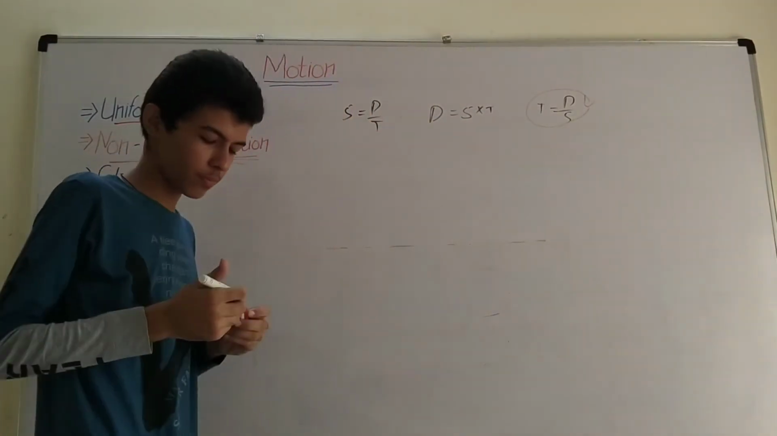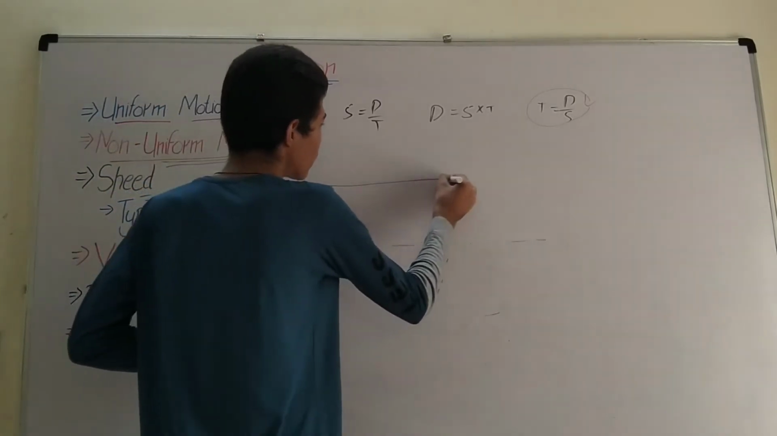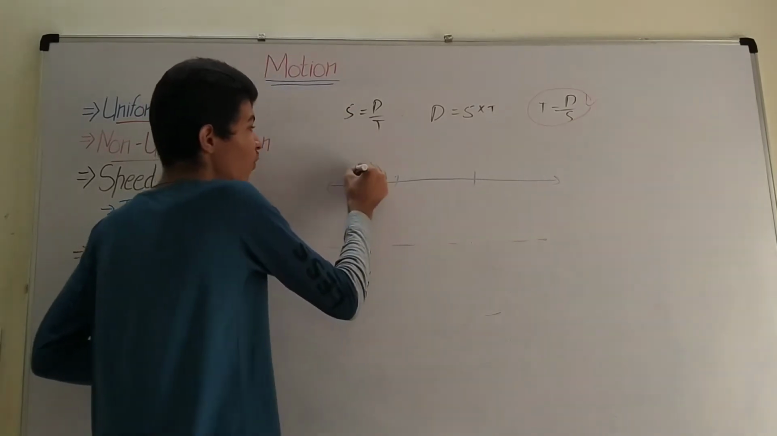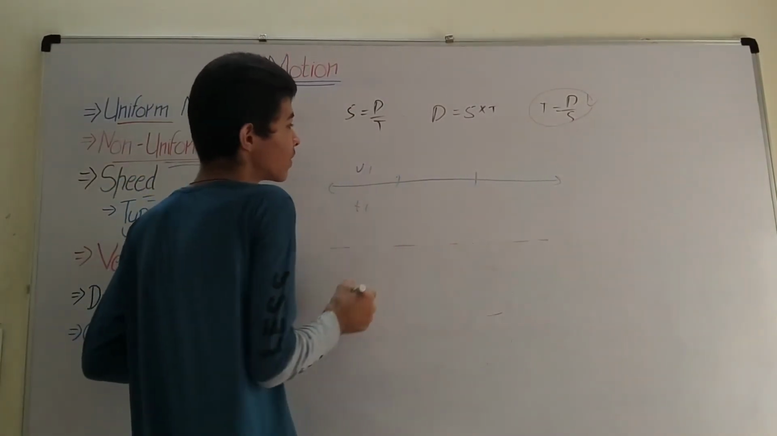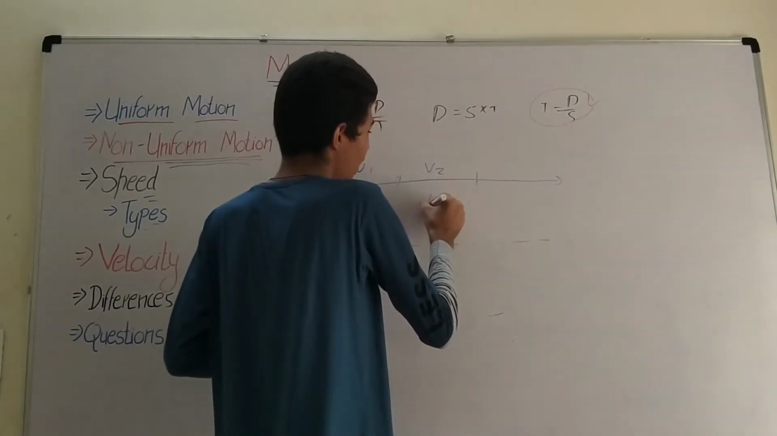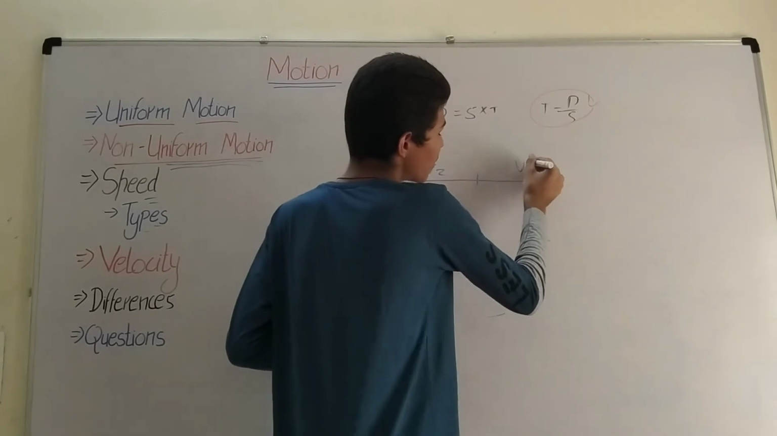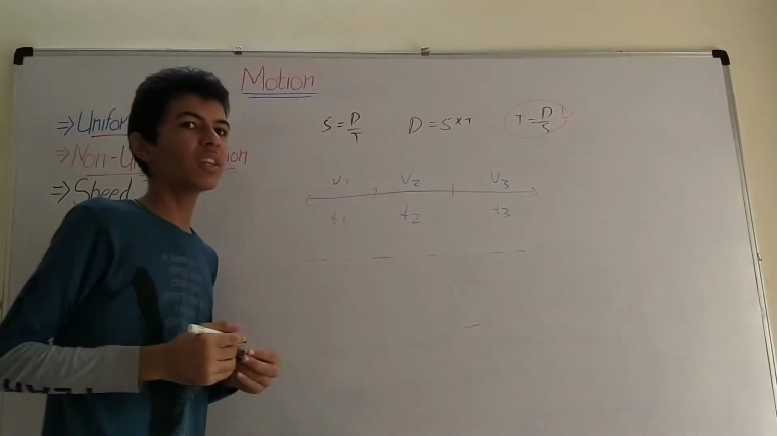So now what happens if we are given three components in which the body was traveling with the speed of v1 for the time t1, then v2 with the time t2, and v3 with the time t3. So now what will be the distance traveled?